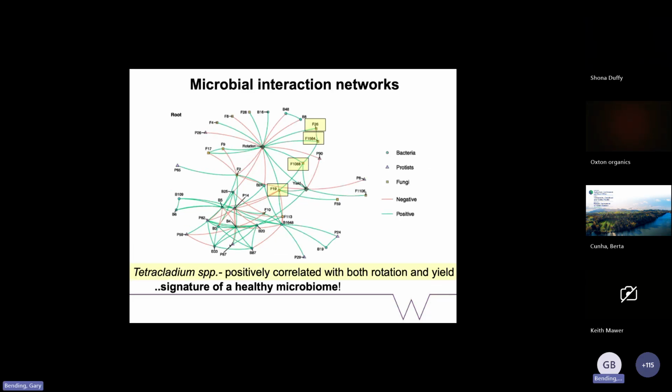So we were able also to look at organisms which were positively associated with both rotation and yield. And so we can see a number of taxa here. So this one, F108, again a fungus, F19, positively associated with both yield and with rotation frequency. And when we looked at the identity of these organisms, all of these organisms here came out as being a fungus called Tetracladium. So really this is telling us that this organism is a signature of a healthy microbiome. So the question is, is it a beneficial organism, or is it a signature of a community that is not impacted by Olpidium? And so we haven't really got to the bottom of that bit yet, but I want to tell you a little bit more about this Tetracladium because we're really uncovering quite interesting biology.